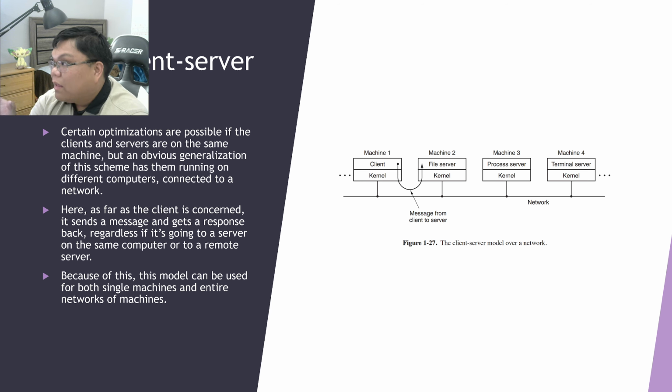Let me back up. If this is necessary on a computer and you're trying to have two processes on one computer talk to one another, you can have ways to optimize that, but really the beauty in a client-server model is you can have a server be on a different computer from the client.